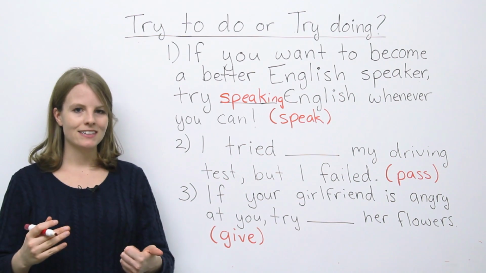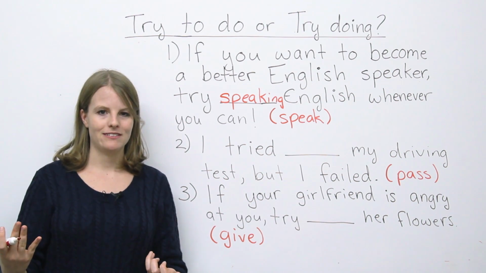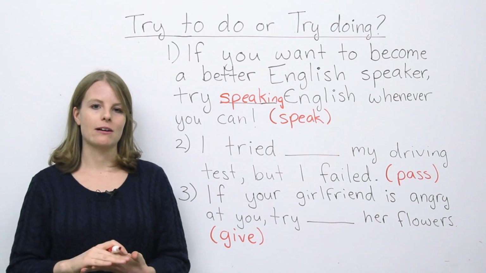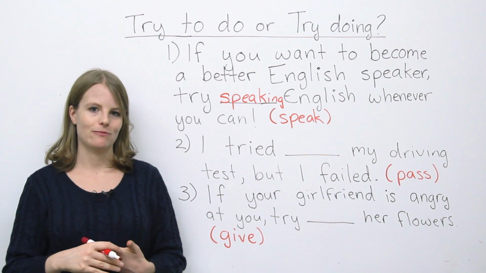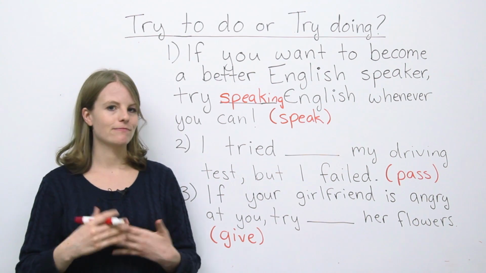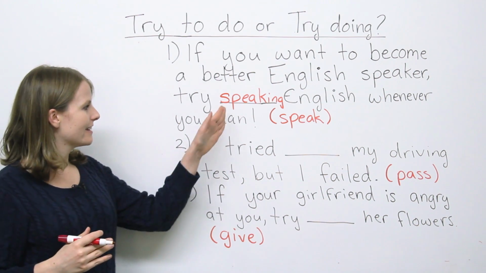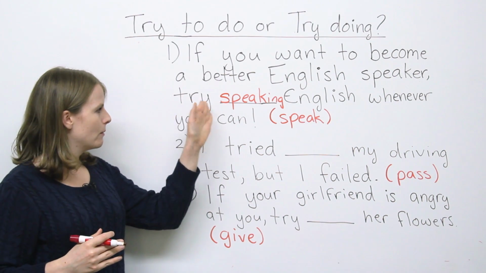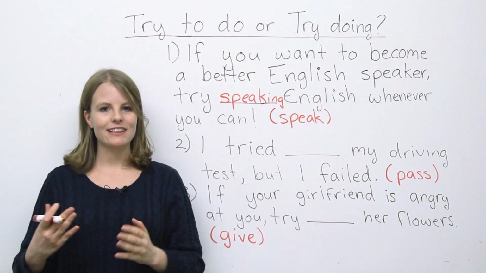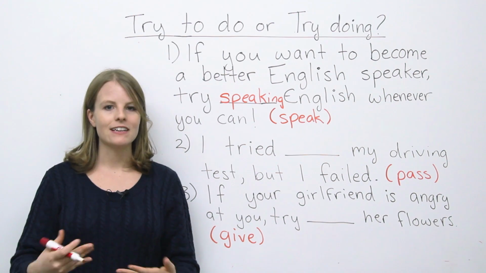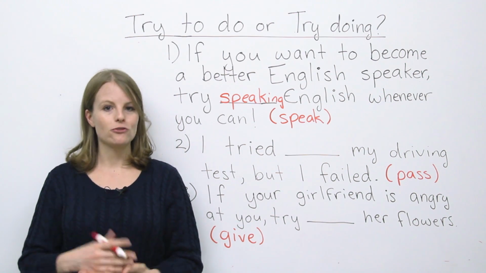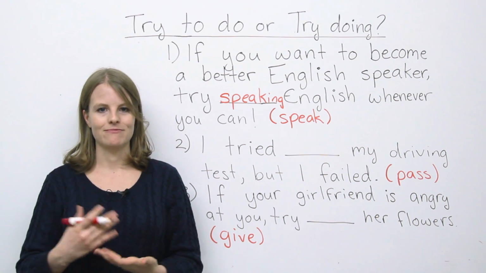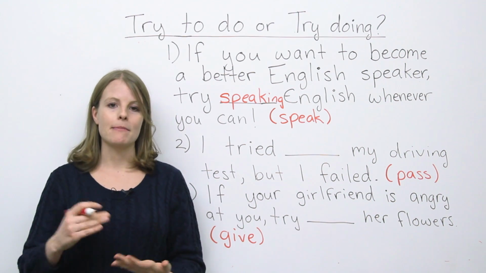Now, why did I put speaking? Well, number one, this is almost like an experiment. You can guess what the outcome will be. You want to see what will happen if you speak English. Will your English improve? Is that going to be the outcome? The second thing is, again, when we use try ing, this is often advice. Somebody is telling you advice to help you out. Try speaking English whenever you can. That will help you get better at the language.